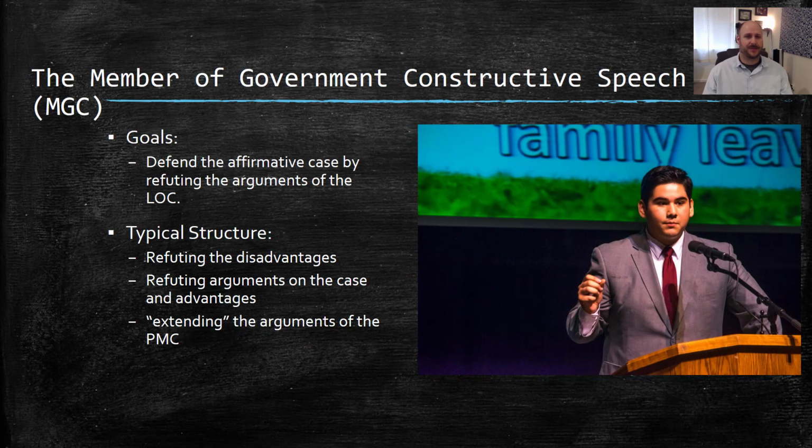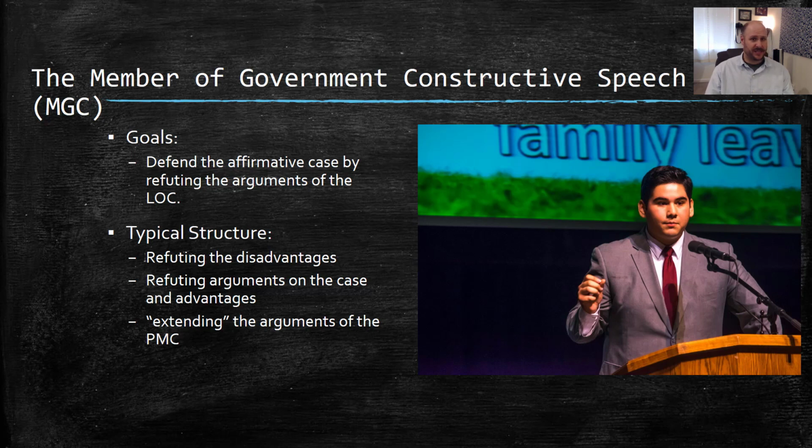The third speech of the debate is referred to as the member of government constructive speech, or the MGC. The goal of the member of government speech is twofold and can vary a little bit depending on what the leader of opposition decided to do during the second speech of the debate. But generally speaking, the member of government wants to defend the case presented by their partner and attack any arguments made against that case, as well as any new off-case arguments, such as disadvantages, that were presented by the leader of opposition.